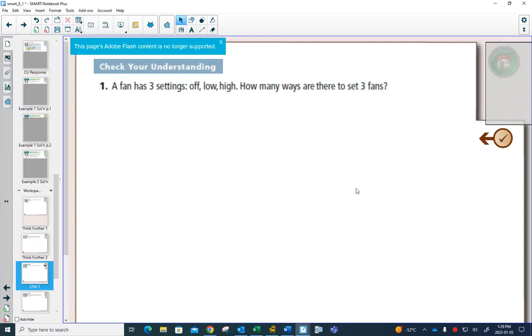So this first example is about a fan that has 3 different settings. You can turn your fan on low, you can turn your fan on high, or you can leave it off.